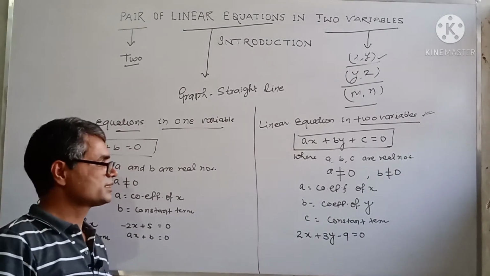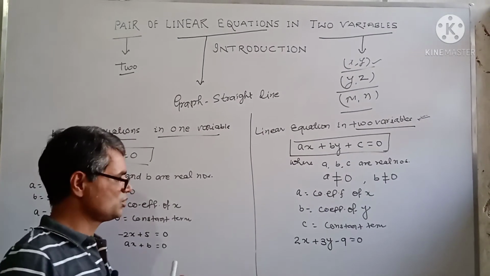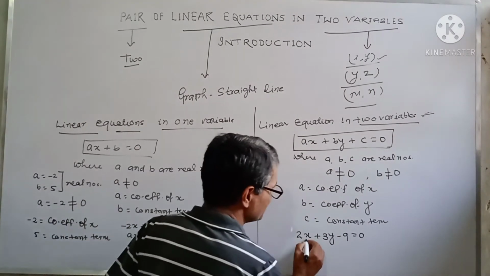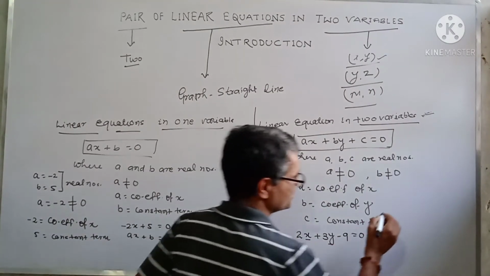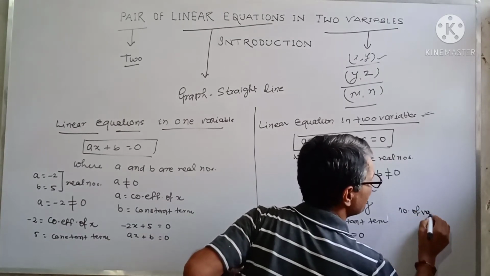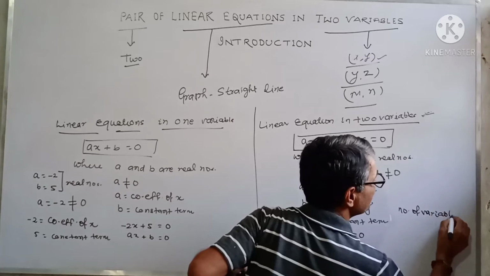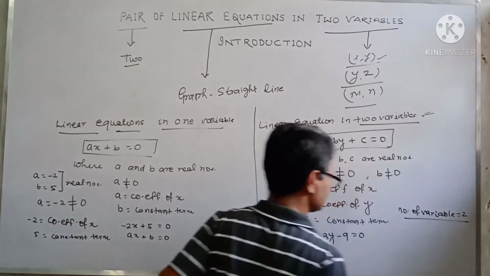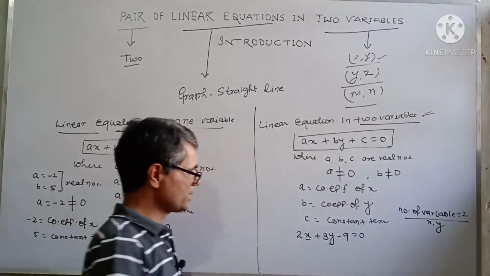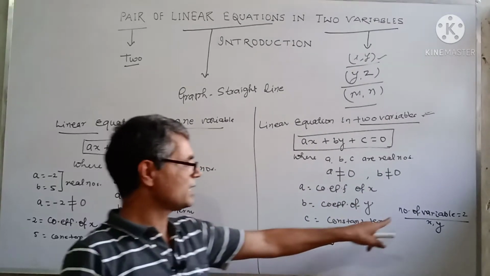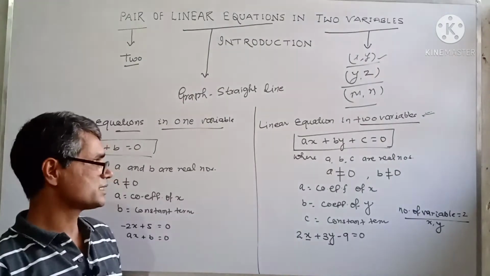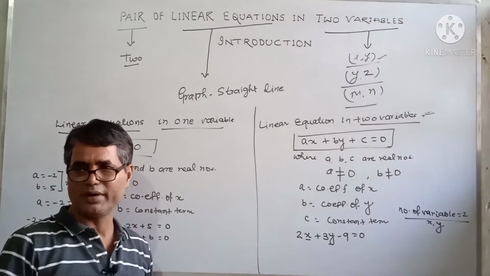2x plus 3y minus 9 is equal to 0. In these equations, you see there are two variables. Number of variables: two, which are x and y. In this equation, you see there are two variables x and y. So this is an equation in two variables.